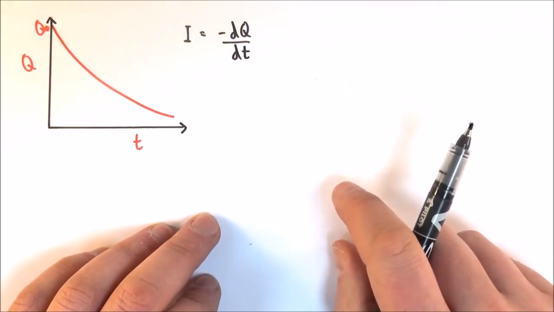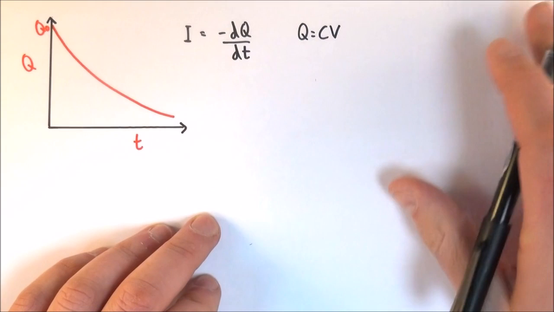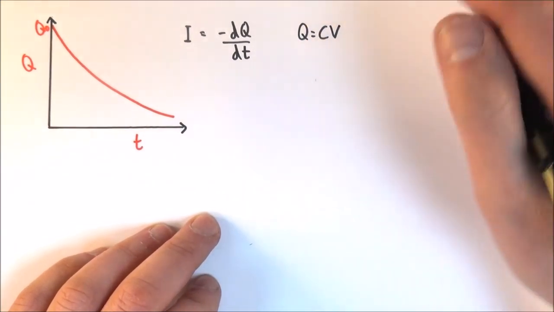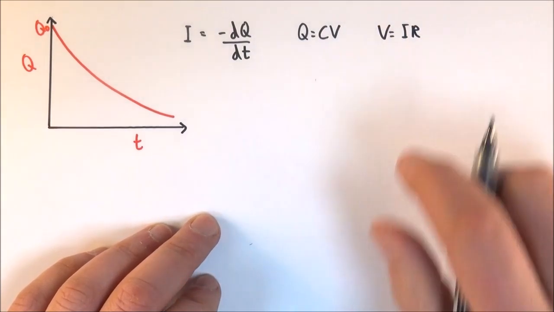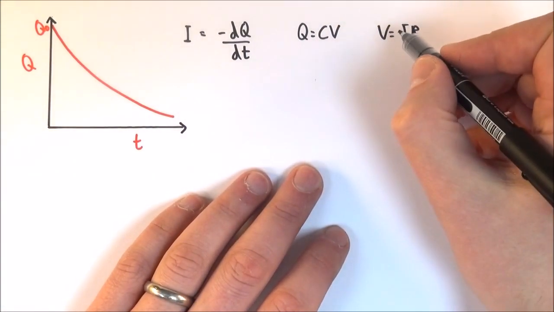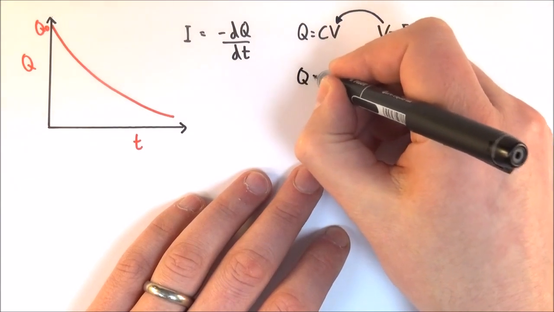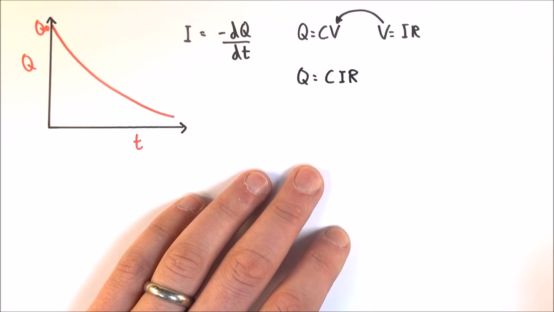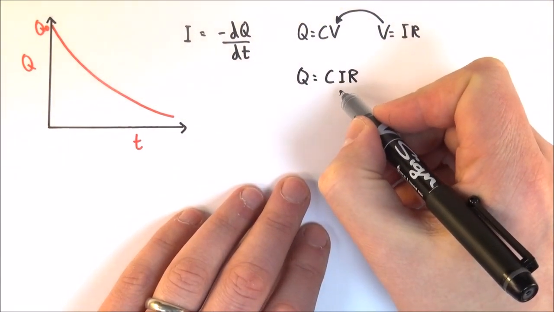We also know that Q is equal to CV, so the charge stored on the capacitor is equal to the capacitance times the potential difference across it, and also we know that V is equal to I times R, because that's just one of our basic equations. So what we can do is replace V with IR from over here, and I can then say that Q is equal to C times IR.